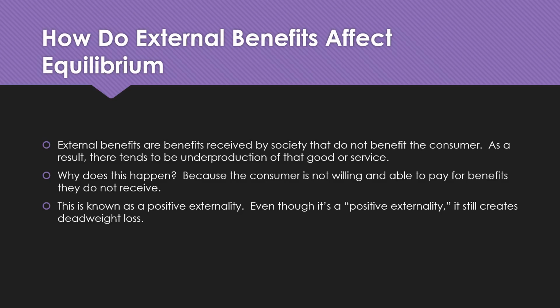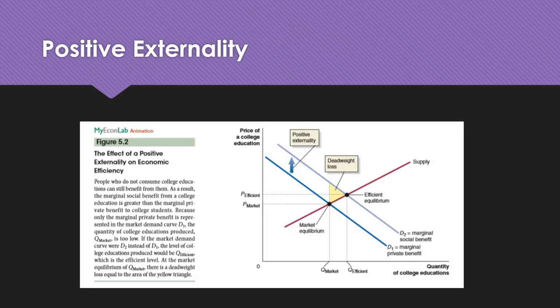So that's also going to create deadweight loss, but it's going to be more like what you saw before with the price floors and price ceilings, where a positive externality, even though it's positive and sounds great, is still creating deadweight loss and essentially an inefficiency or a market failure. So here's a graph of a positive externality. A positive externality is going to be affected on the demand side. A negative externality is on the supply side, and a positive externality is on the demand side.